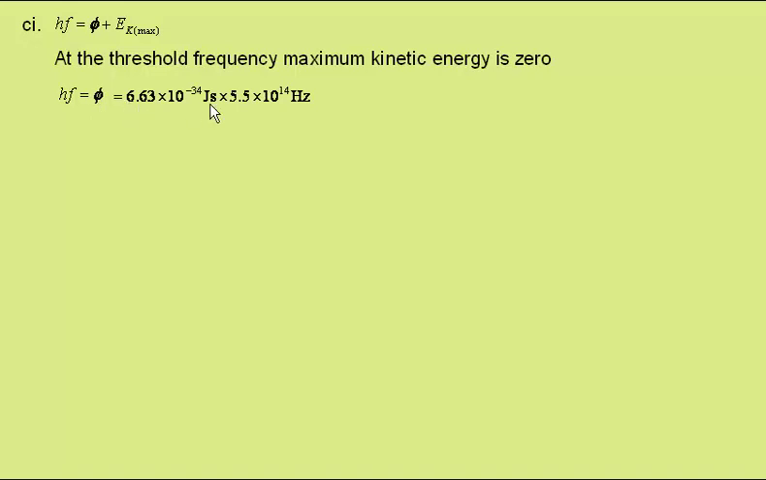The Planck constant is 6.63 times 10 to the minus 34 joule seconds. This is the frequency given in the question, giving a work function of 3.65 times 10 to the minus 19 joules.